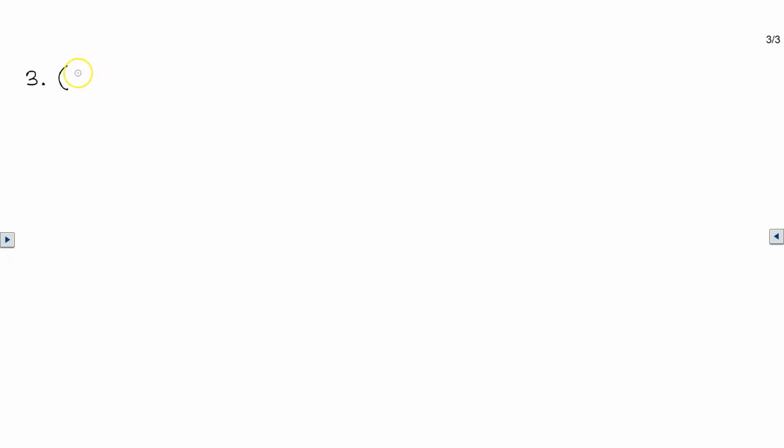All right, so here we go. On this third problem, we are going to do k to the third power minus 17k plus 32. And we're going to divide that by k plus 5.